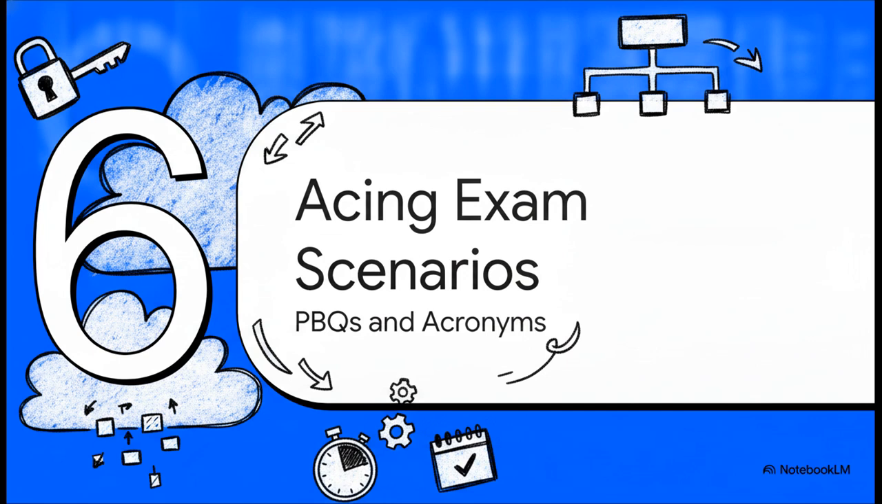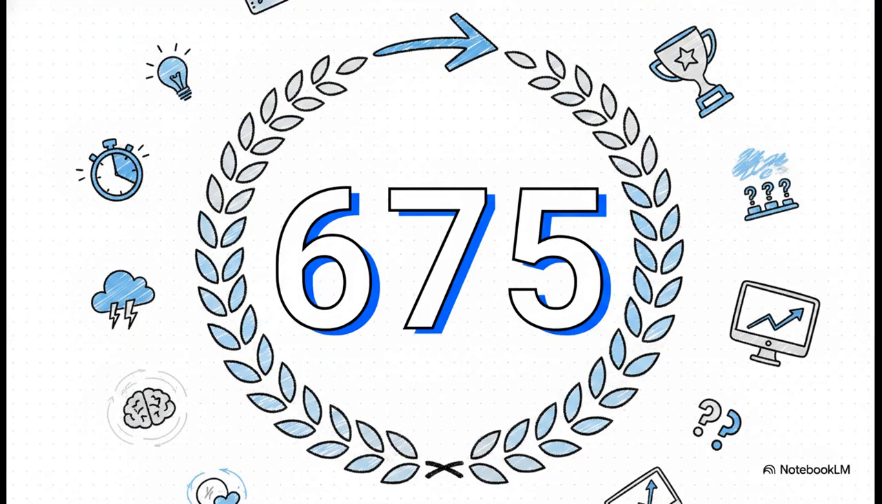Section 6. Acing the exam scenarios, PBQs, and acronyms. 675. That right there is the magic number. You need a passing score of 675 out of 900 to conquer the Core 1 exam. And you've got a strict 90-minute time limit to get through a maximum of 90 questions. Doing the math, that means you have roughly 1 minute per question. So you have to be confident, and you have to be fast.